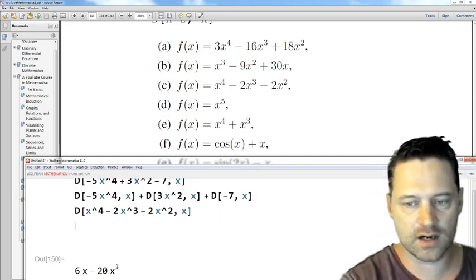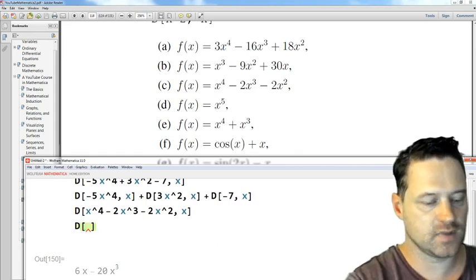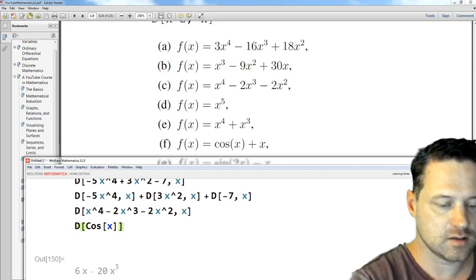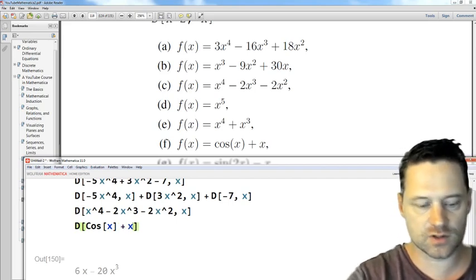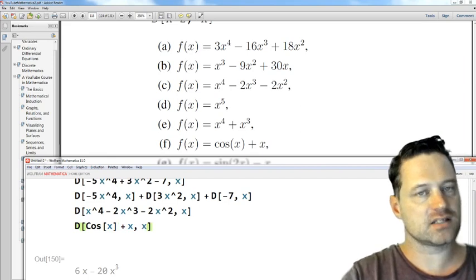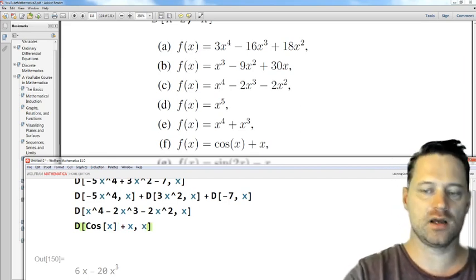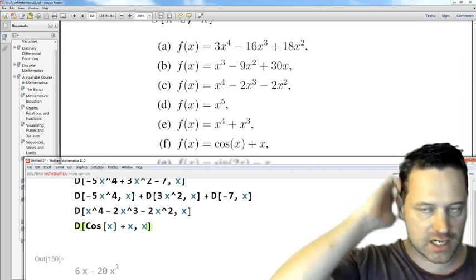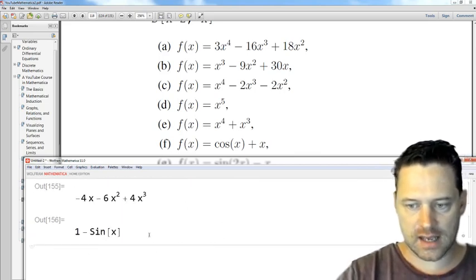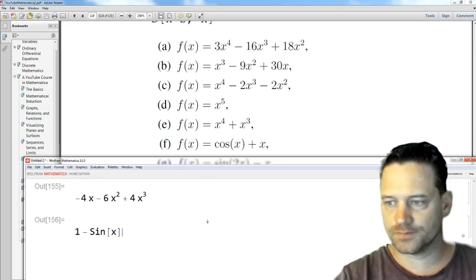All right, so if we are to differentiate cos, which is short for cosine, x plus x, the derivative should be minus sine of x plus 1. All right, so the 1 comes from differentiating x. Shift enter, let's have a look. Yes, that's exactly what we said there.